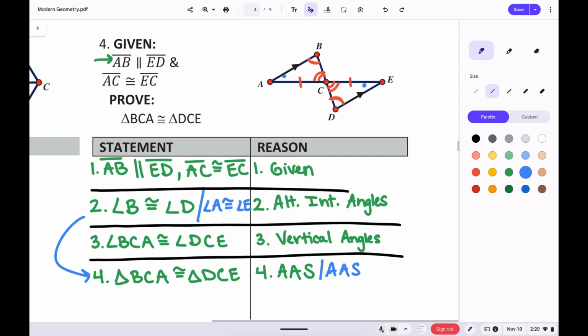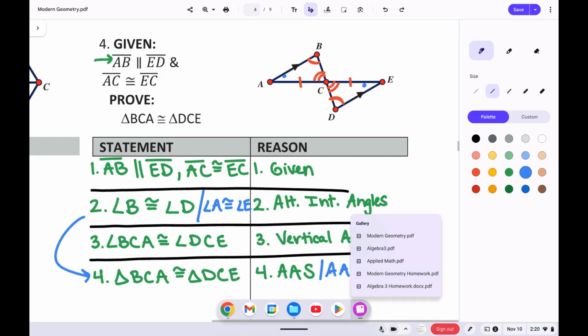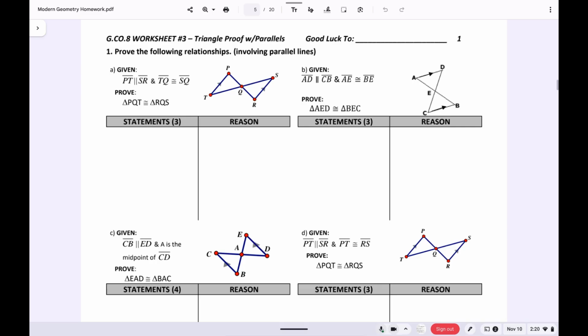Now I want to go to your homework. So if you don't have the worksheet yet, you're going to want to get that before we do this. And we should be on this page here. And you'll notice in the given, all of these have parallel lines involved. And there's only 6 on this worksheet. Yesterday's had a lot more proofs. This one has a fewer amount.